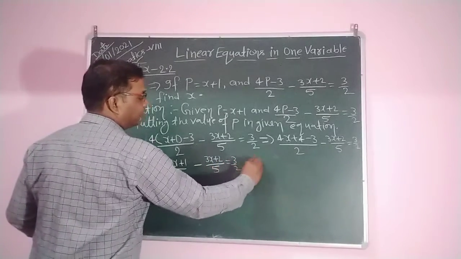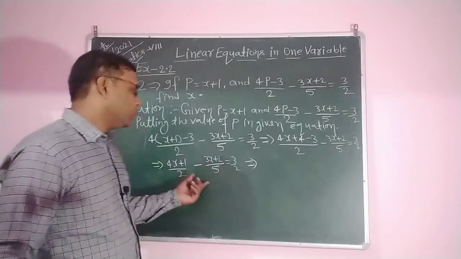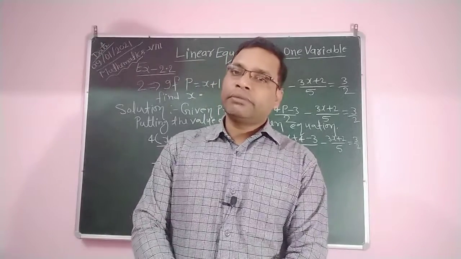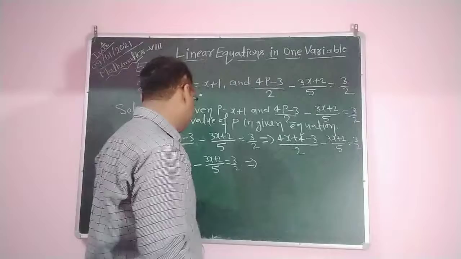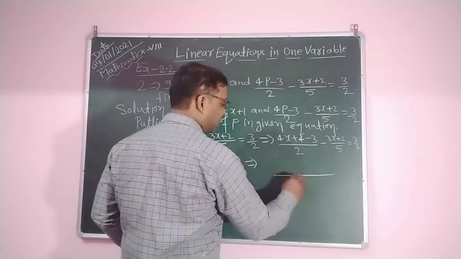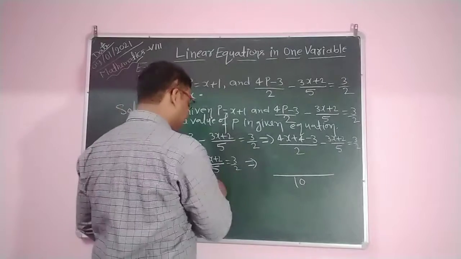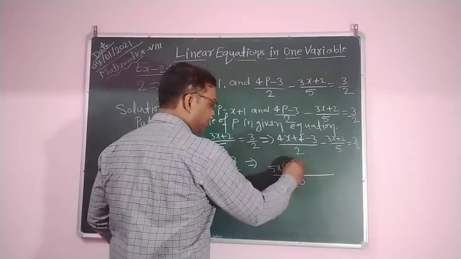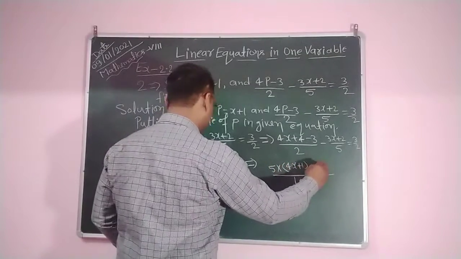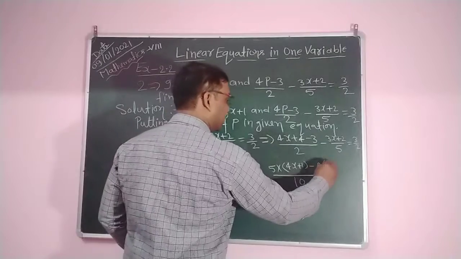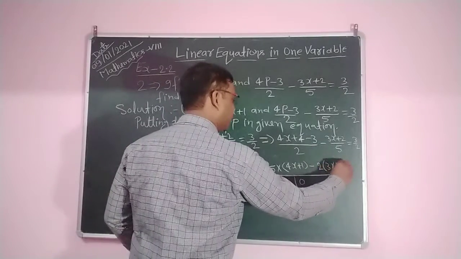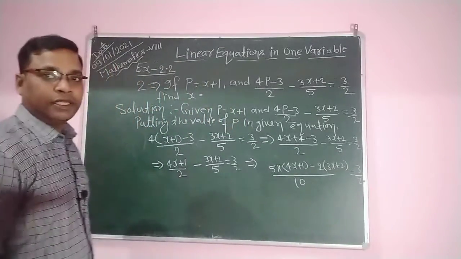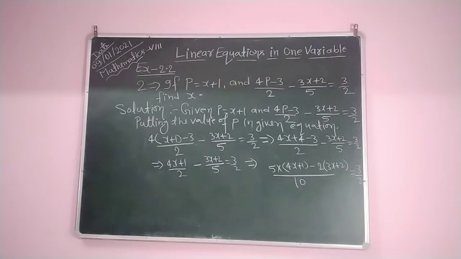Now in the next step we can take the LCM of 2 and 5. You know very well the LCM of 2 and 5 is what? The LCM of 2 and 5 is 10. Okay, so we write here 10. And we multiply 5 by this part, (4x plus 1), minus we multiply by 2, (3x plus 2), equal to 3/2. Clear? So I hope all of you understood this part.